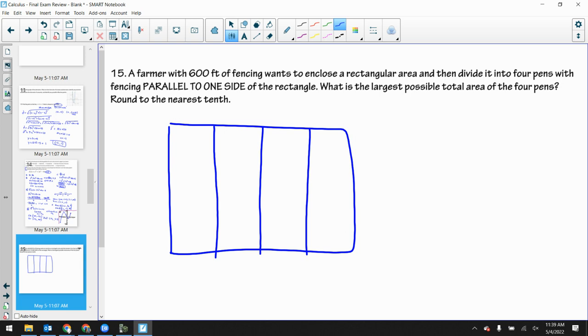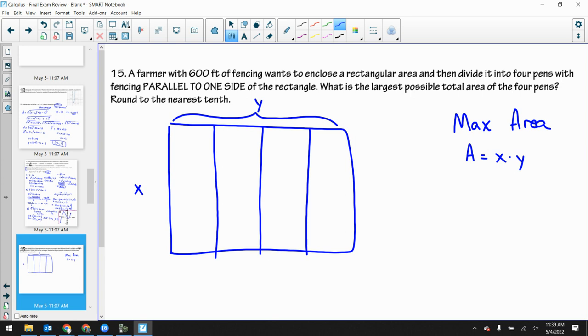So I know I want to maximize area. Let's define our dimensions here. Let's make this x and this y, and this y is the total distance here to here. So that means in the end, area is going to be x times y, right? That's what I want to maximize.